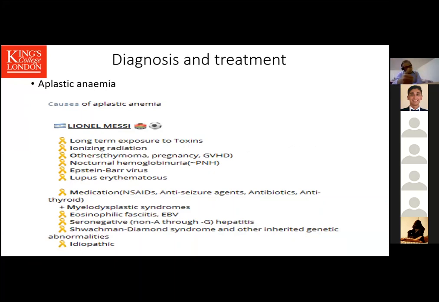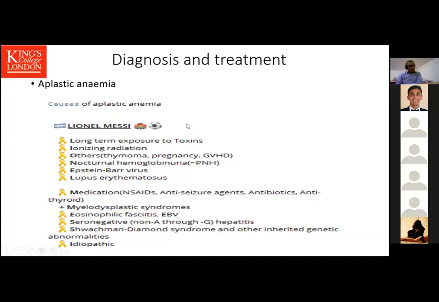So the incidence is far more in South Asia or Asian countries or Far East as compared to the Western world. In the Western world, aplastic anemia is very low. It is associated with toxins. It is associated with infections, or it could be idiopathic. Even idiopathic aplastic anemia is commoner in Asian population than in the Caucasian. So these are the causes of aplastic anemia.